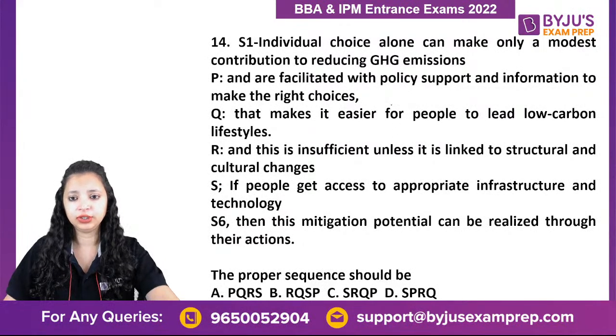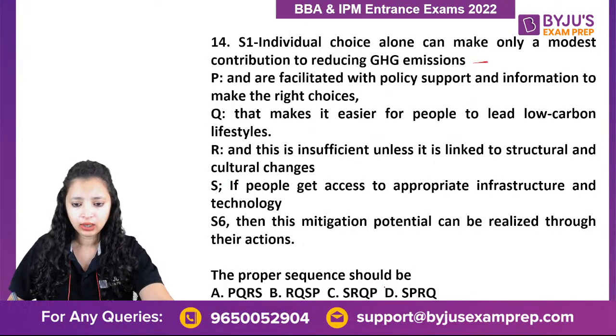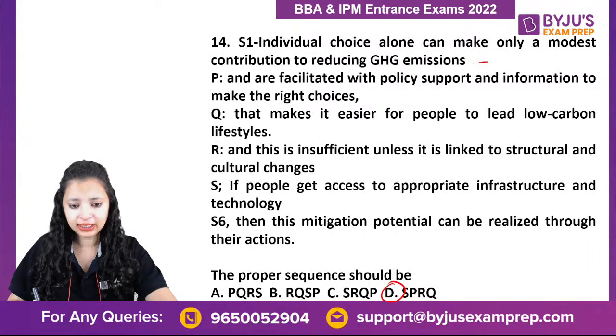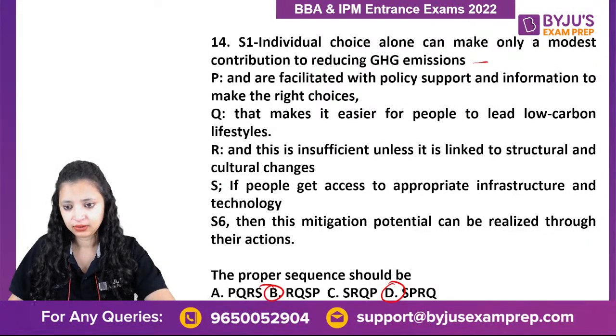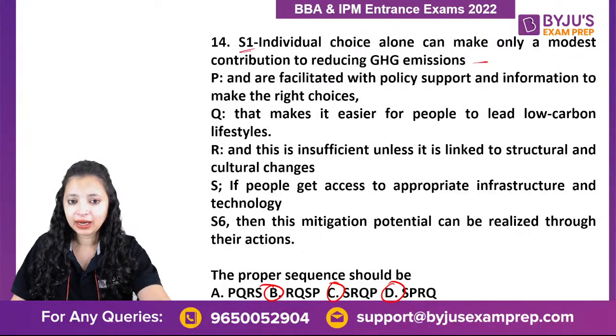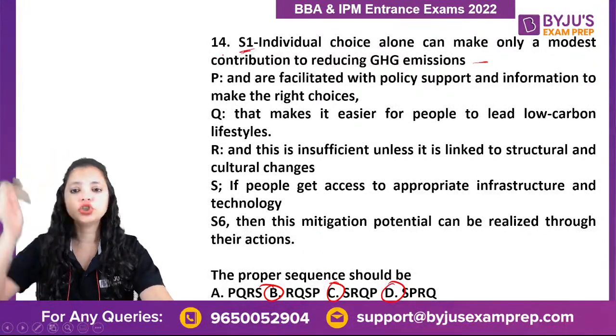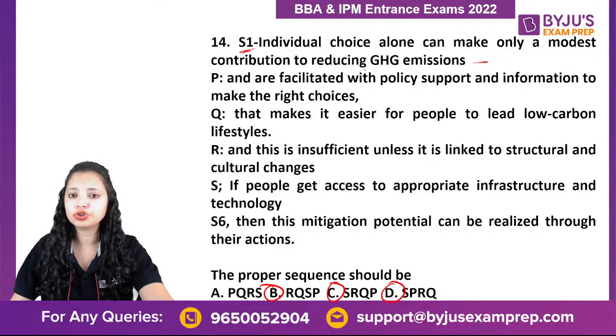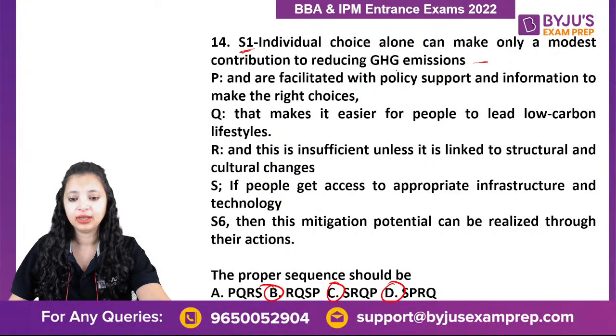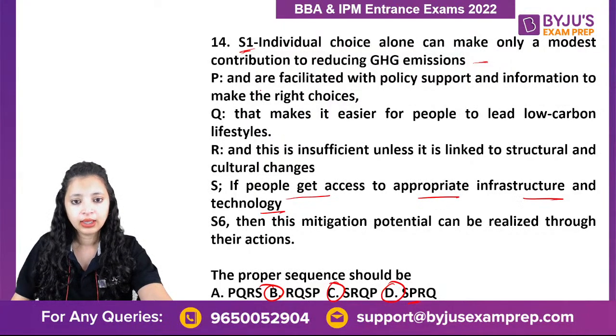Now we have to continue this. A lot of people marked D and somebody marked B as well. And C भी आया आंसर. ठीक है, देखते हैं इसके बाद कौन सा सेंटेंस आना चाहिए. So individual choice alone can make only a modest contribution to reducing GHG emission. If people get access to appropriate infrastructure and technology and are facilitated policy support and information to make the right choices, and this is insufficient.